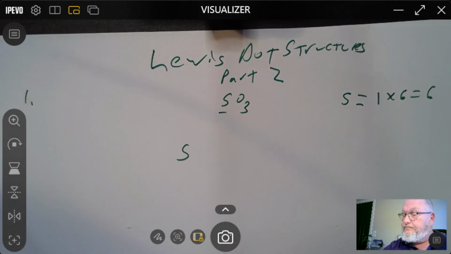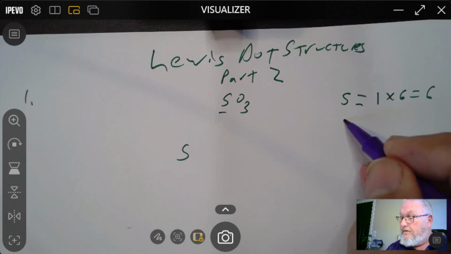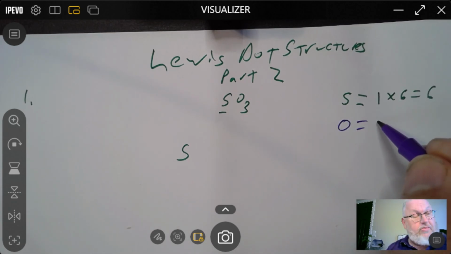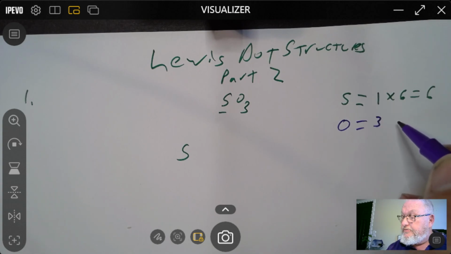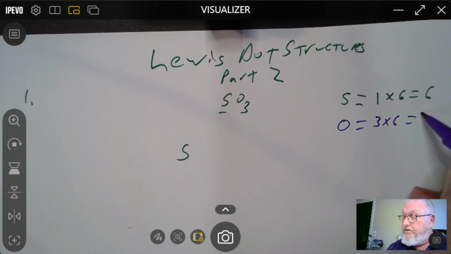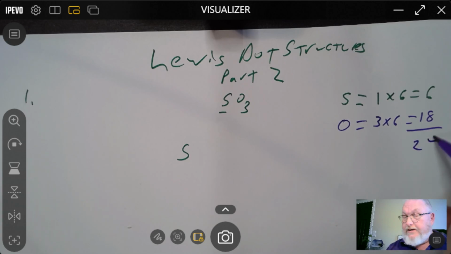Oxygen, there are 3 of those, SO3. So that means there are going to be 6. It's in group 16 also, for a total of 18 valence electrons for oxygen. Add these up, I've got 24 valence shell electrons.